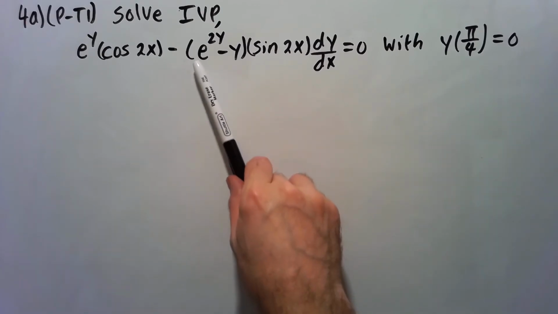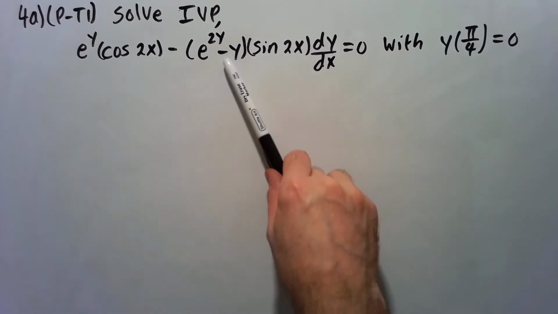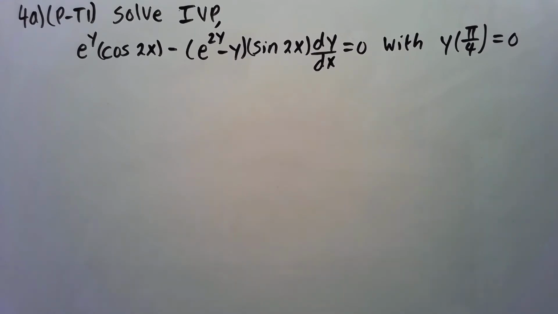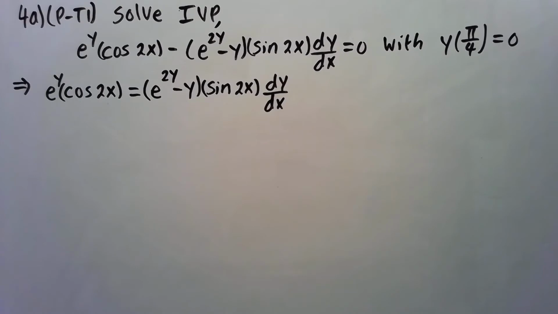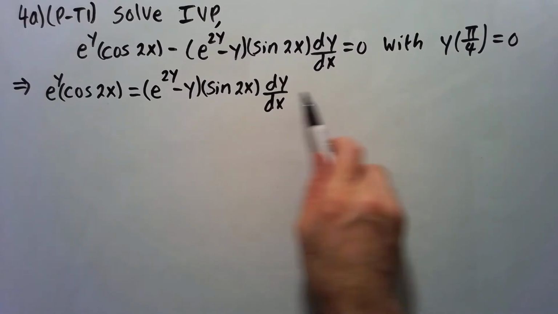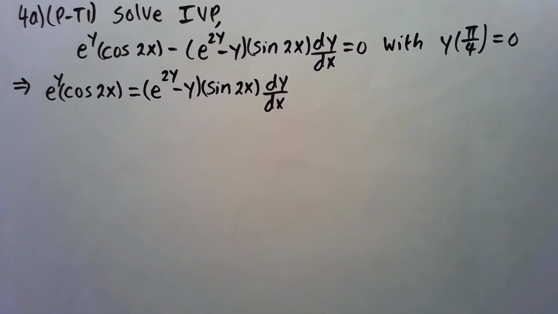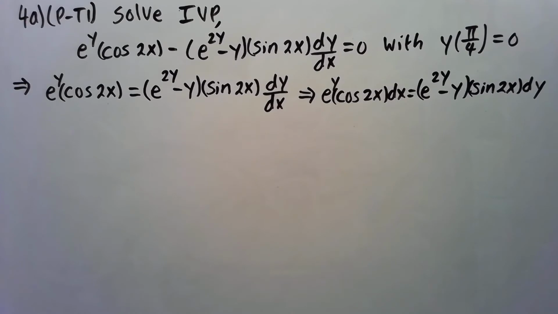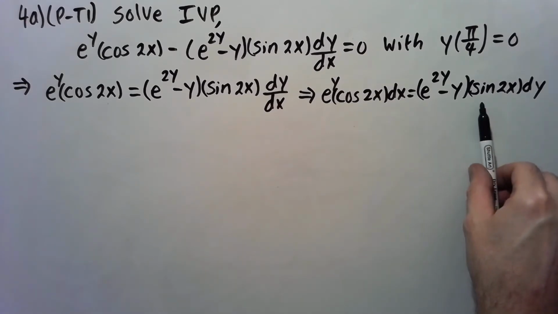So let's move this term here with the dy dx across. Doing that we get this. And now let's multiply both sides by dx. Doing that we get this. And now you should realize that this is separable.